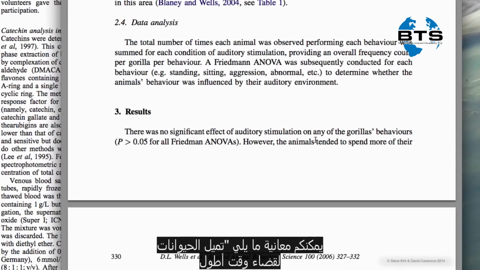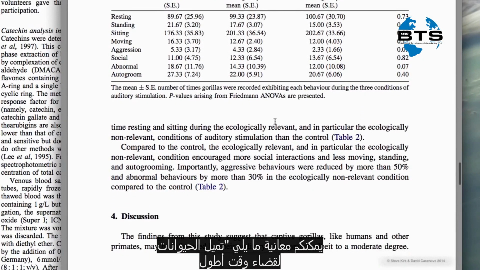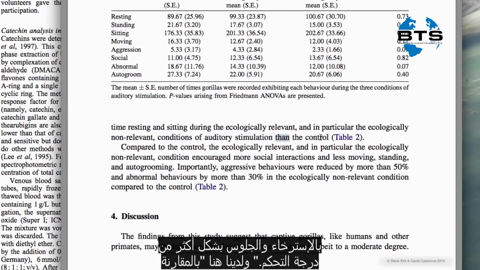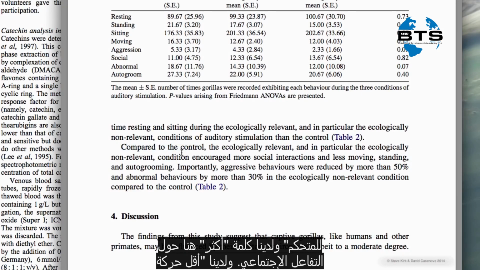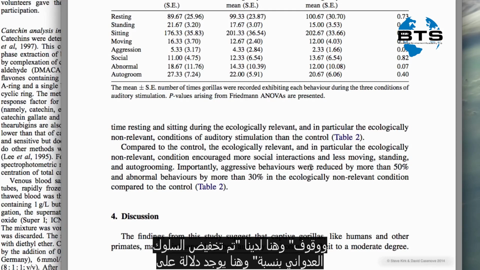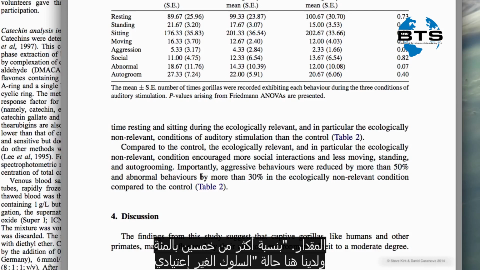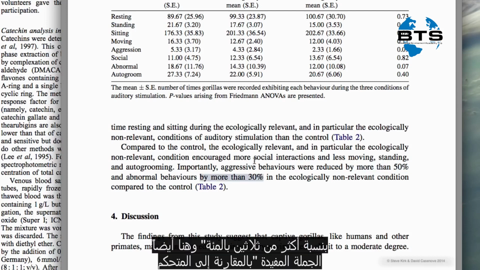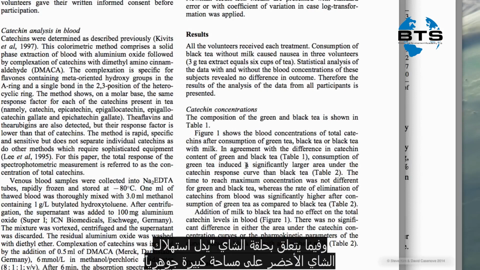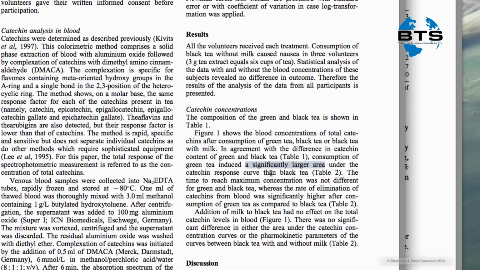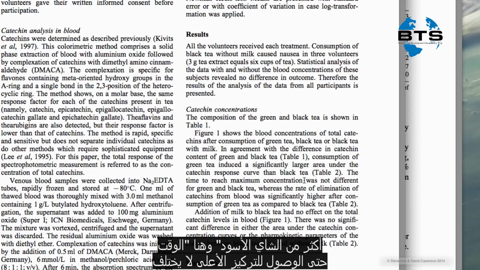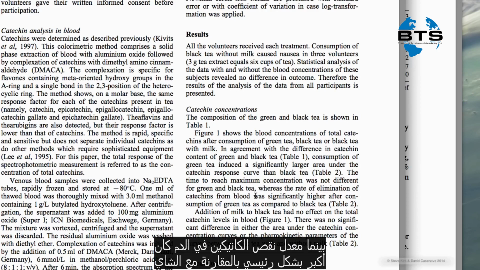Okay, in the case of the gorilla paper, you can see the animals tended to spend more of their time resting and sitting, okay, than the control. Okay, also here, compared to the control, these conditions encouraged more social interactions, less moving and standing. Aggressive behaviors were reduced by, and then this is how much, amount of the change, by more than 50%. And in the case of abnormal behaviors, by more than 30%. And again, this is a good phrase, compared to the control. In the case of the tea paper, consumption of green tea induced a significantly larger area than black tea. Okay, the time to reach maximum concentration was not different, whereas the rate of elimination of catechins from blood was significantly higher as compared to black tea.